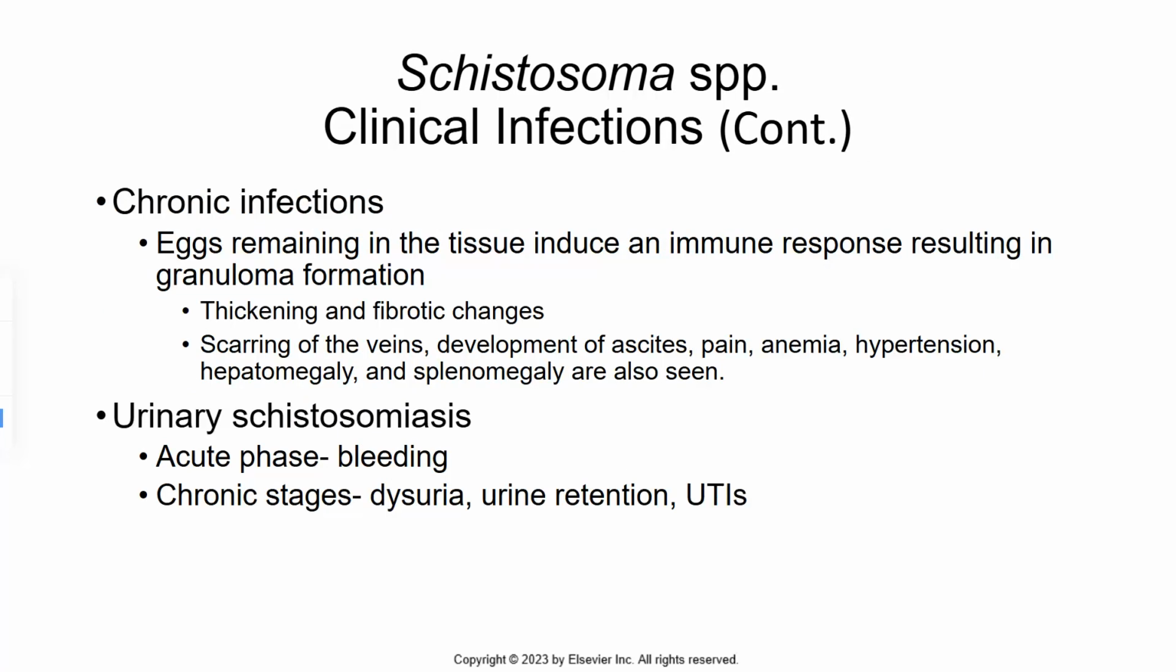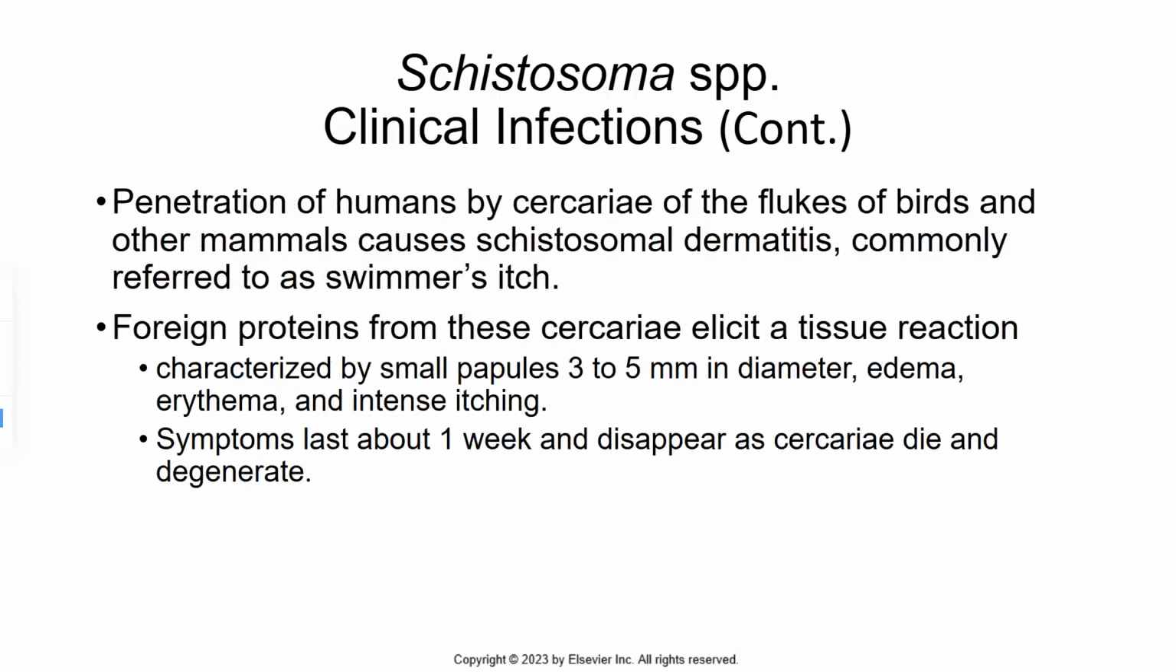Chronic infections, eggs remaining in the tissue induced immune response resulting in granuloma formation, thickening and fibrotic changes, scarring of the veins, development of ascites, pain, edema, or anemia, hypertension, hepatomegaly, and splenomegaly are also seen. Urinary schistosomiasis, acute phase bleeding, chronic stages, dysuria, urine retention, and UTIs.